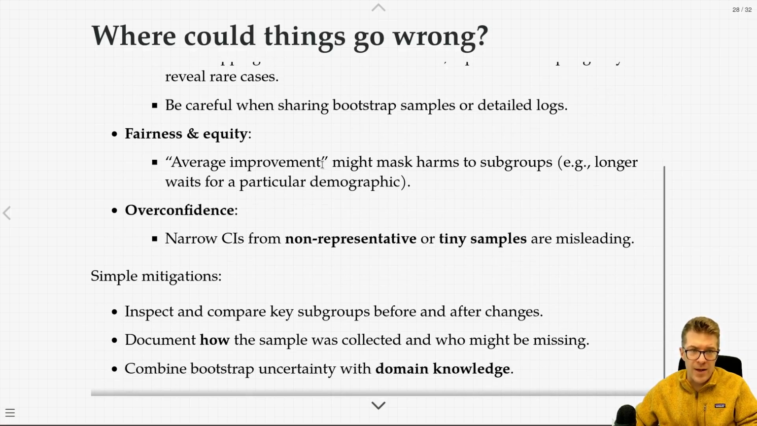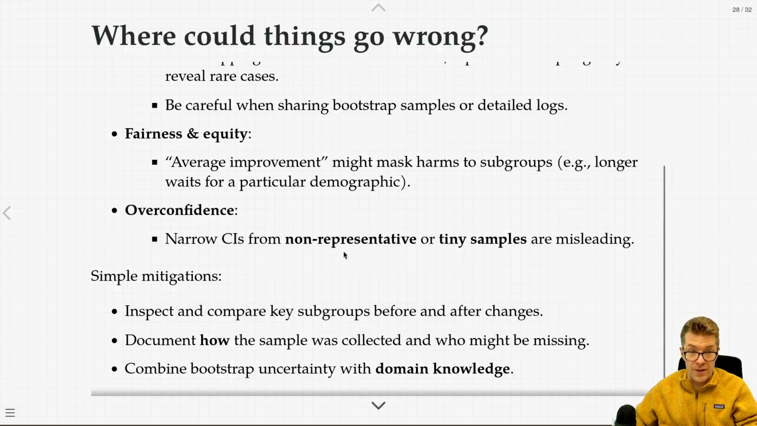Fairness and equity. So considering average improvement, this might risk harm to subgroups. Merely considering averages might mean that we're ignoring that a particular demographic ends up having longer wait times. If all you're doing is aggregating things in the whole, this can ignore subtle differences in subgroups.